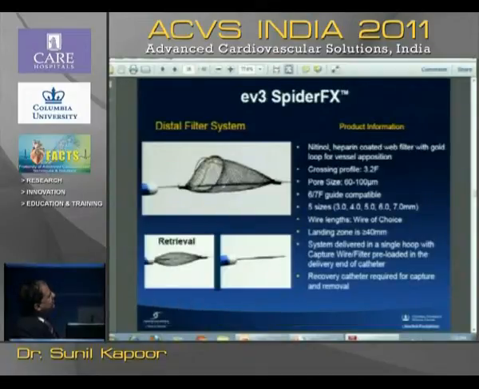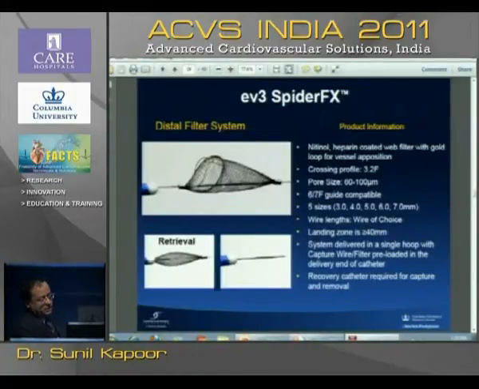This is another one, the EV3 SpideRX distal filter system, and retrieval is easier in this. This is made of nitinol, and the pore size is 60 to 100 micrometer, and again it's either 6 French or 7 French guide compatible, available as 3, 4, 5, 6 and 7. So it can be used either for the coronary or for the carotid, as the case may be. But the only thing is, with this, the landing zone is slightly longer. It's 40 millimeter.